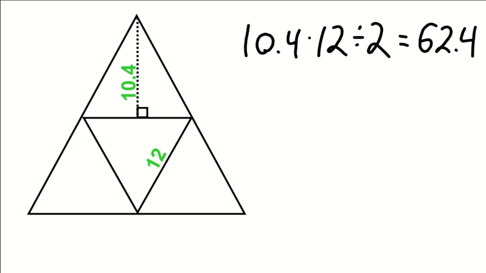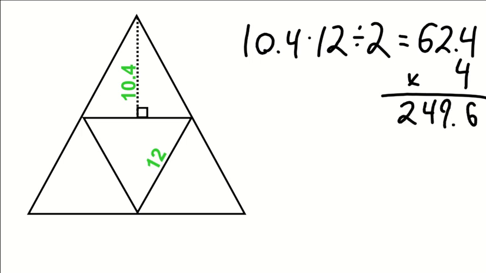One of y'all double check on that, but 62.4. Okay? That's one triangle. How many triangles are there? 4. And like I said, if they're equilateral, that means they're all going to be equal. So we can just multiply by 4. And we get 249.6.